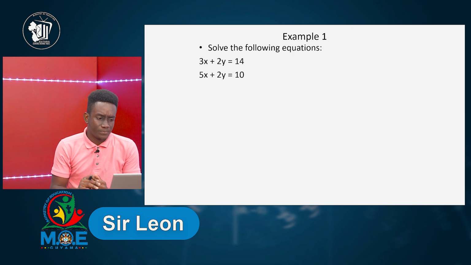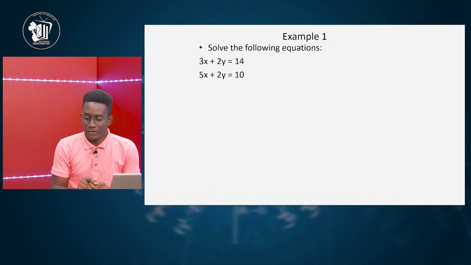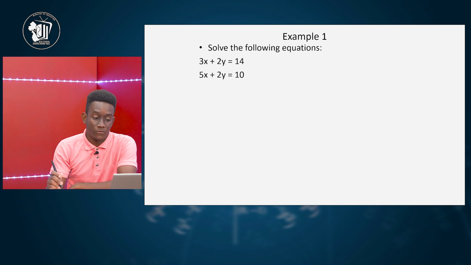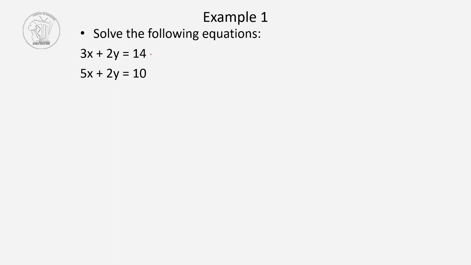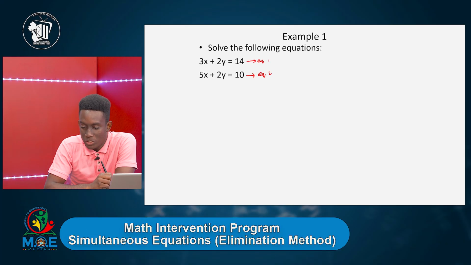So we have the equations 3x plus 2y is equal to 14 and 5x plus 2y is equal to 10, and we are asked to solve them. The first thing we want to do is label them. Let's label the top equation 1 and the bottom one equation 2. Now we see that no variable is by itself, so the substitution method would not be the best method to solve here. So we use the method of elimination.